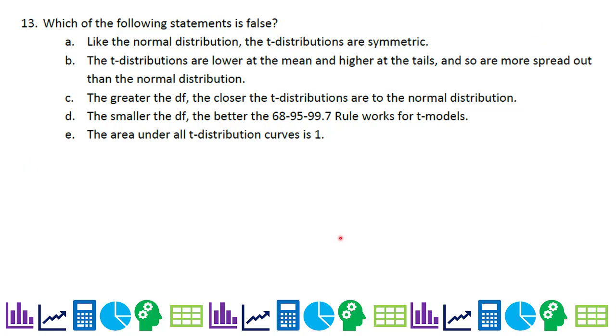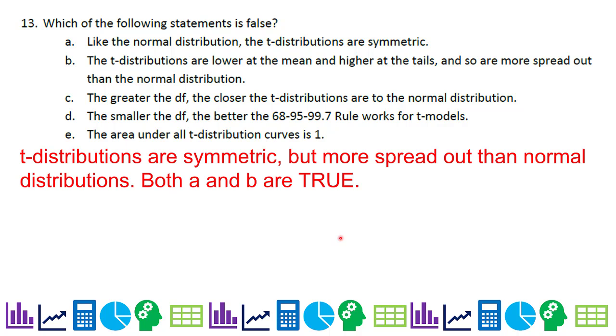Question 13, which of the following statements is false? A: Like normal distributions, t-distributions are symmetric. B: T-distributions are symmetric, but more spread out than normal distributions. C: Both A and B are true. Number C, the greater the degrees of freedom, the closer the t-distributions are to the normal distribution. And also D, the smaller the degrees of freedom, the better the 68-95-99.7 rule works for t-models. So we'll explore both of these.